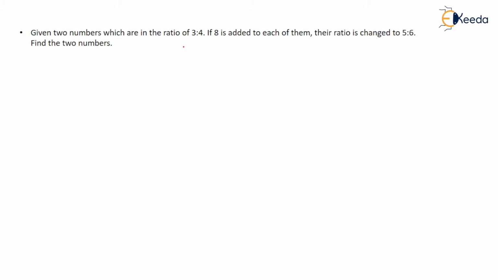Given two numbers which are in the ratio of 3 by 4, if 8 is added to each of them, the ratio is changed to 5 by 6.